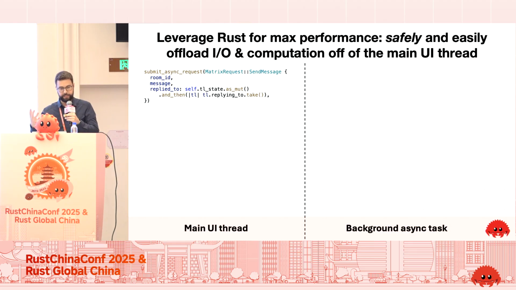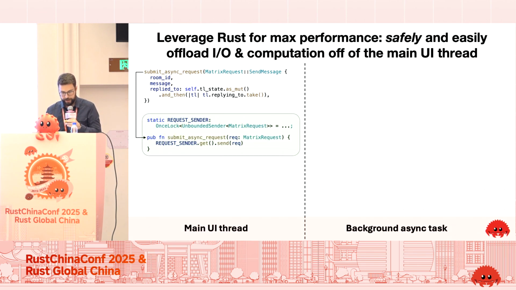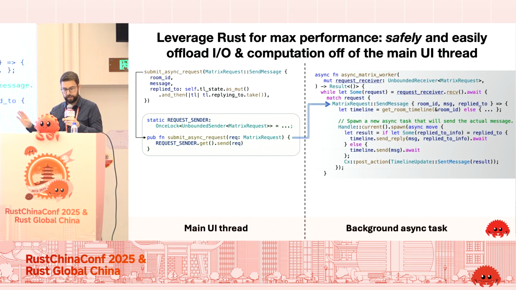So I take the UI state that was obtained from these widgets, like the content of that text input, and I pack it up into a little structure. I've created a request sender when I first initialized the application, and that sender is running in the background, and I used a synchronous to an async queue here, or a channel, to communicate that send message request over to the background thread, which will then use the Matrix SDK.